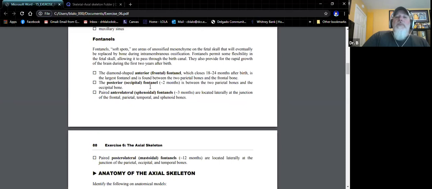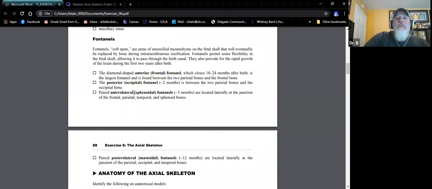We have multiple fontanelles. The anterior fontanelle is going to be the largest fontanelle. This is the one that's found between the frontal bone and the two parietal bones, and it takes the longest to close after birth. This is the one we see right here, directly on the top of their head. The posterior fontanelle is located between the parietal bones and the occipital bone, and it closes fairly shortly after birth, at about 2 months.